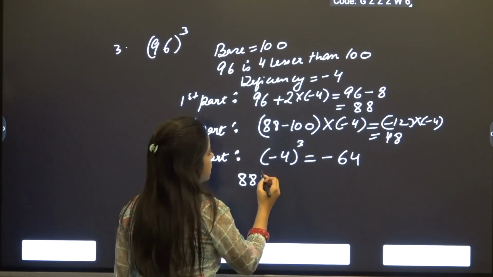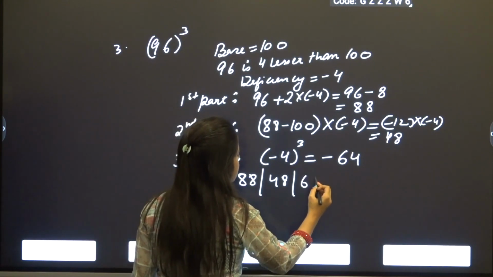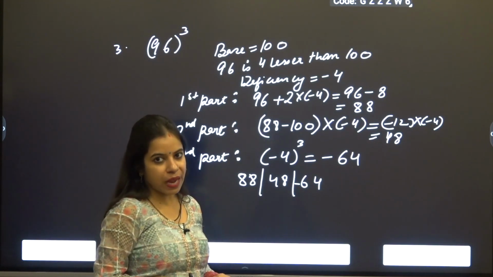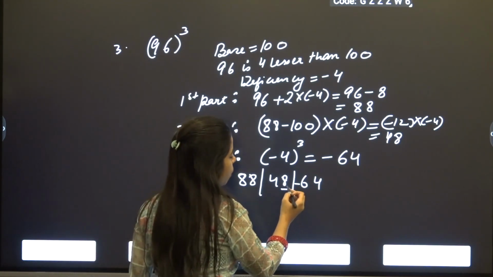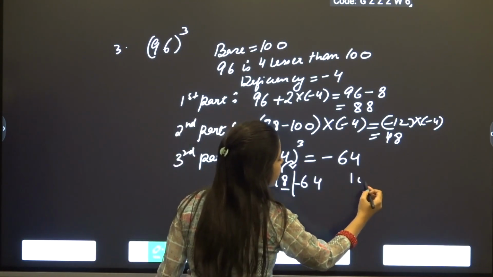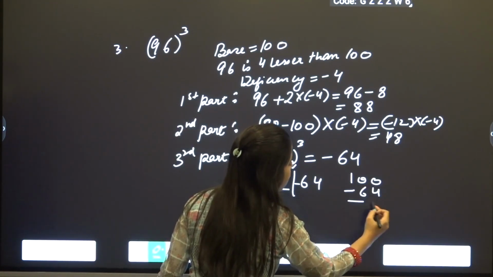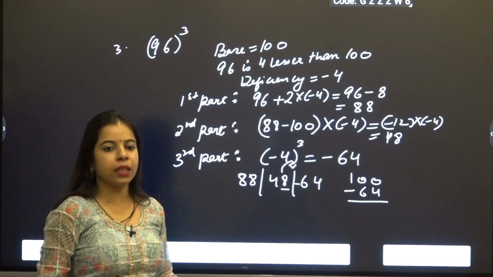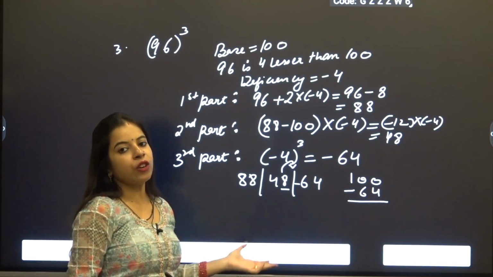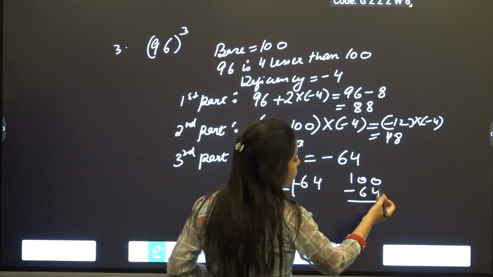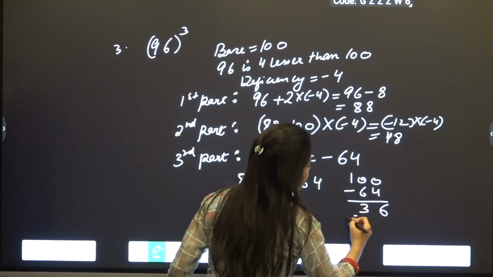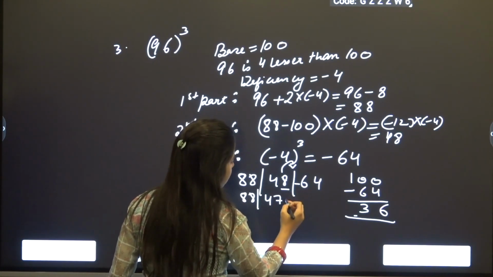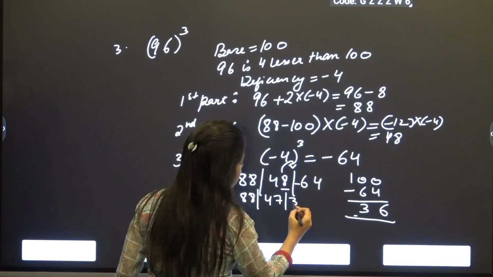So 88, 48 and minus 64. Now I have to remove this minus sign. So I am going to borrow 1 from here. So this will become 100 minus 64, for which we can apply the Nikhilam method, last from 10 and all from 9. So this will be 6 and this will be 3. So this will become 88, 47 because I have borrowed 1, and 36.